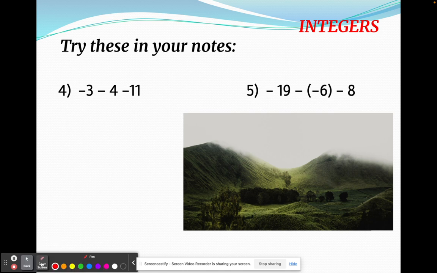If I have my negative 3, think of this as a negative 4, negative 3, negative 4, and negative 11. Think of those all as negatives. Negative 3 and negative 4 is negative 7, plus negative 11 will give me a negative 18.